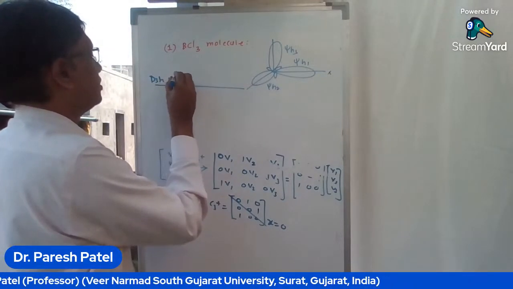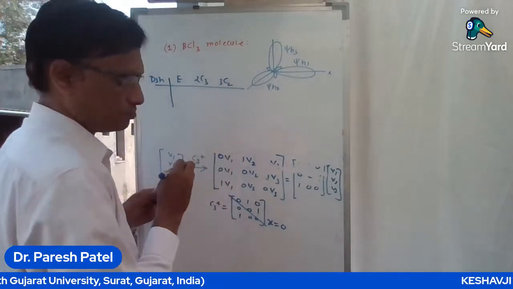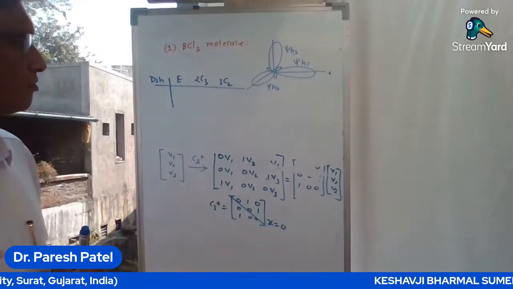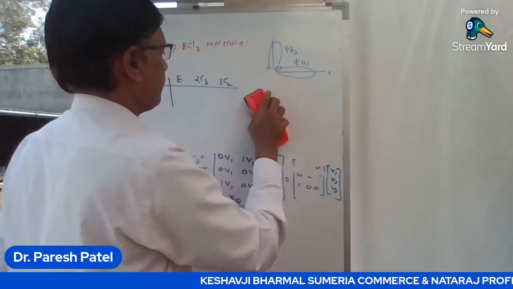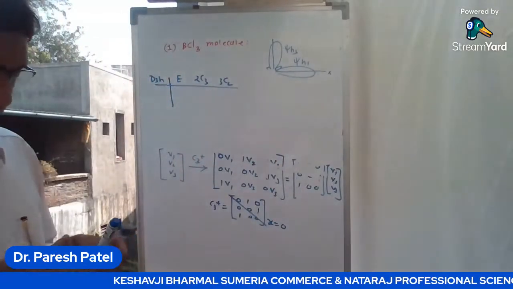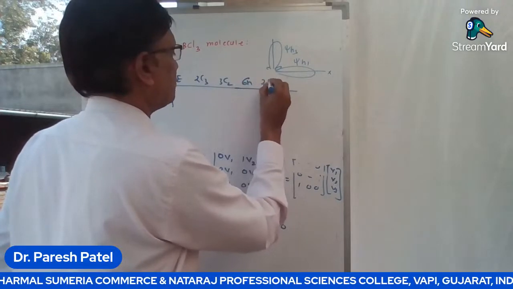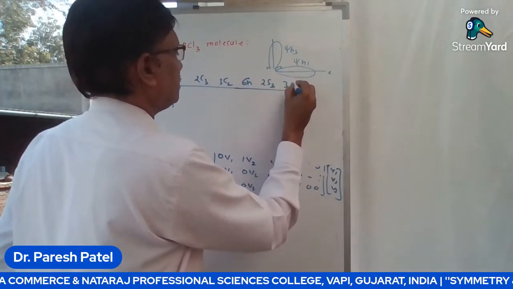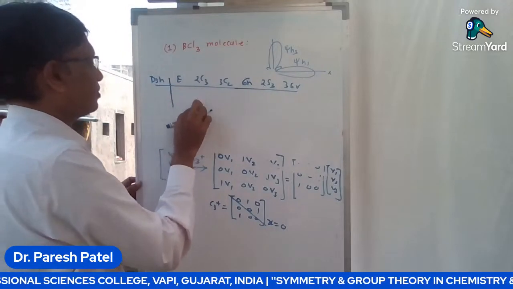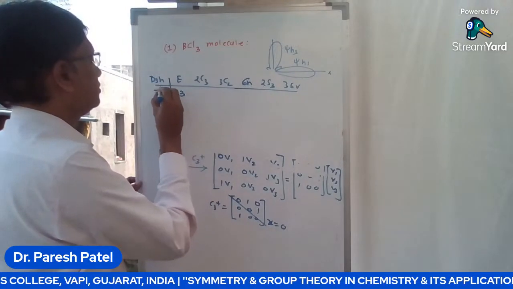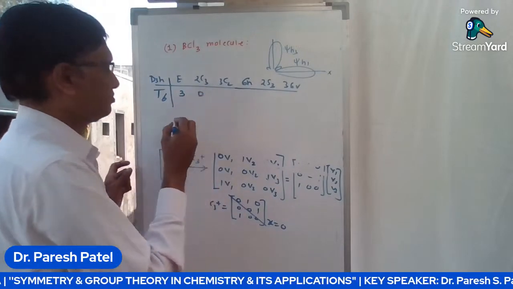D3H, E, 2C3, 3C2, sigma H, 2S3 and 3 sigma V. So the character for identity is 3. Here, 0.